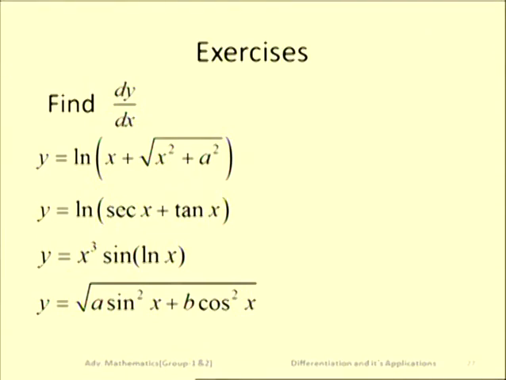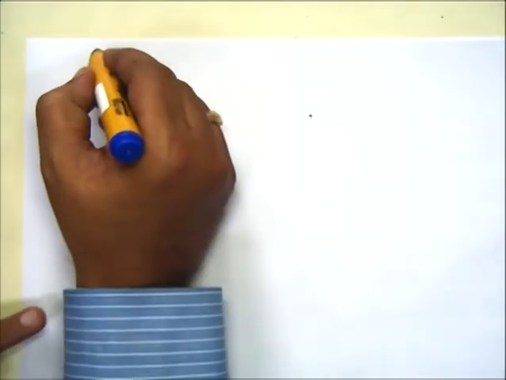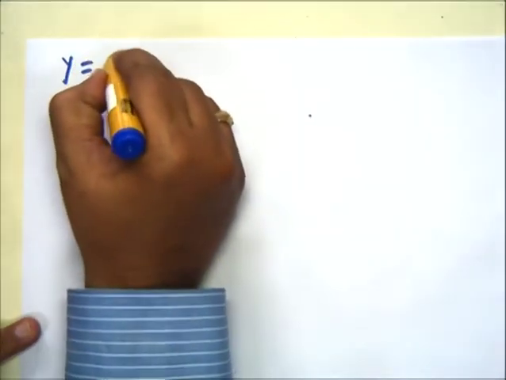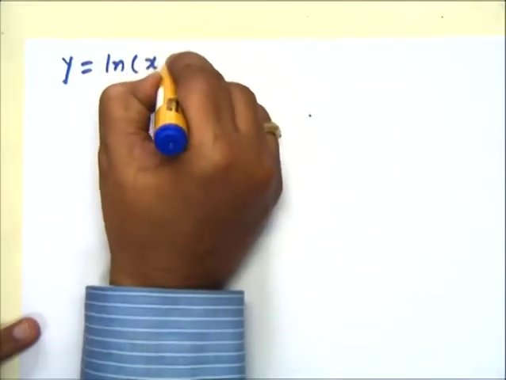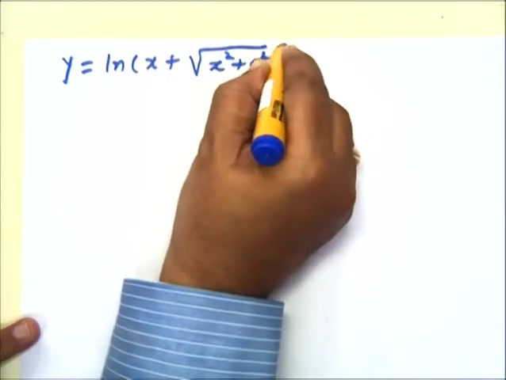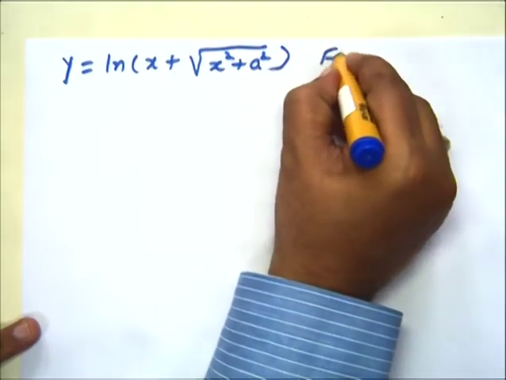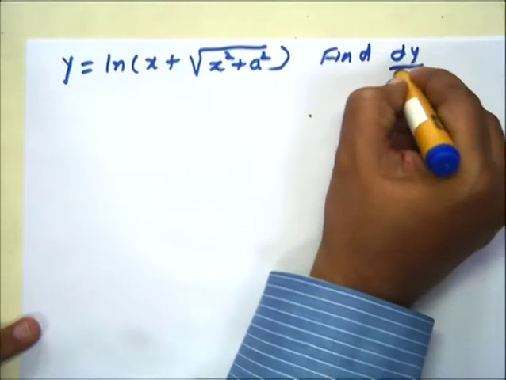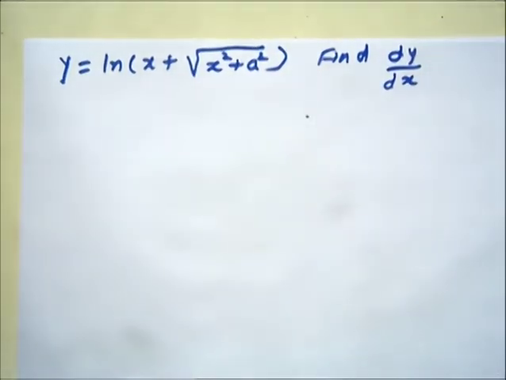Now we have some exercise for you, but let me solve one or two examples here. Let us solve the first example, that is y is equal to log of x plus root of x square plus a square, and we have to find its derivative, that is dy by dx. So the given function is log of x plus root of x square plus a square.